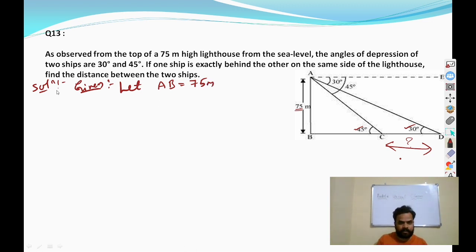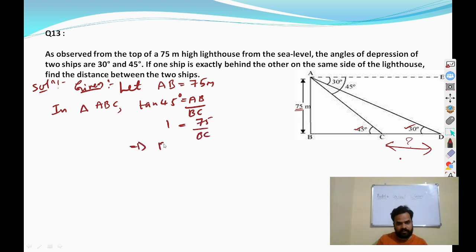Right? So now in triangle ABC, I will take tan 45 degrees equals AB by BC. Tan 45 is 1. AB is 75 by BC. So this implies we got BC is also equal to 75 meter. Right. BC also 75 meter.